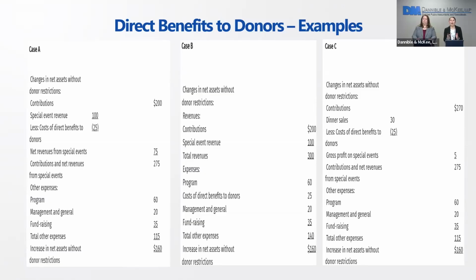So really how your scenario looks is going to depend on your organization. And if you're not sure which scenario you would fall under, you would want to consult your accountants. We'll talk later about different ways you choose how to allocate. A big takeaway is always to consult with your accountant if you're not sure of what your presentation should be.